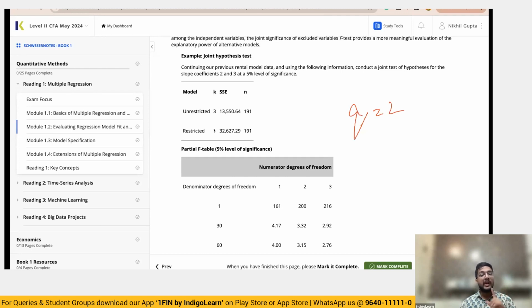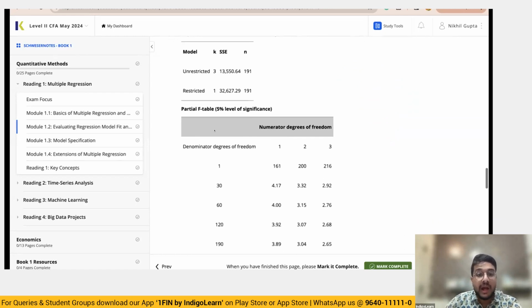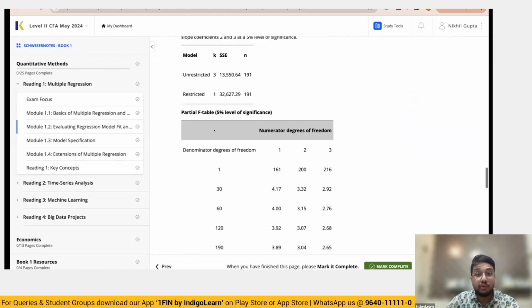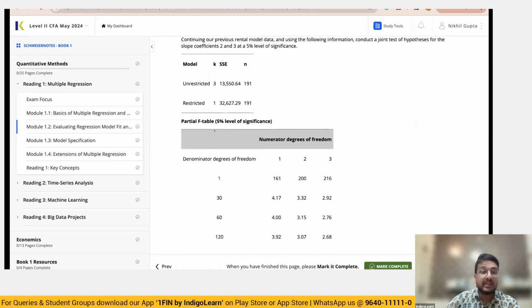In the restricted model, I have only used one, but in the unrestricted model there were three. The difference is two. So I'll have two as my Q over here. Now what I have to do is an F test, at a 5% level of significance.